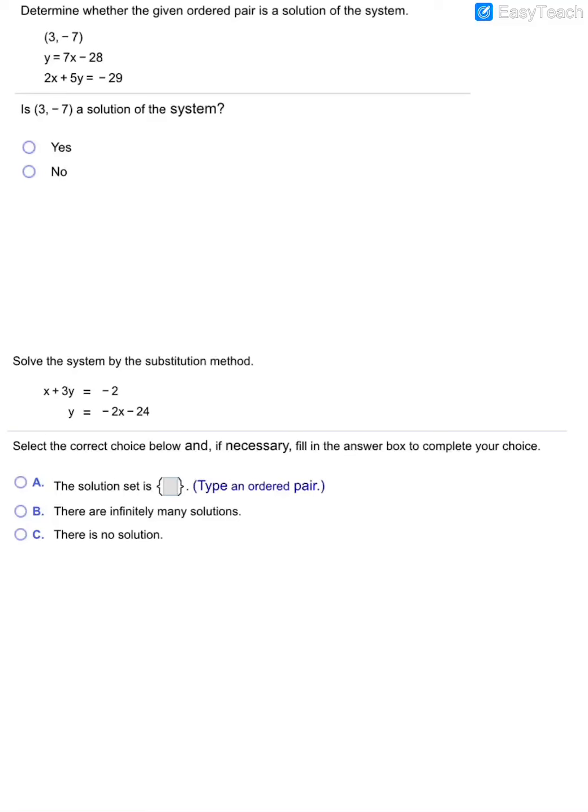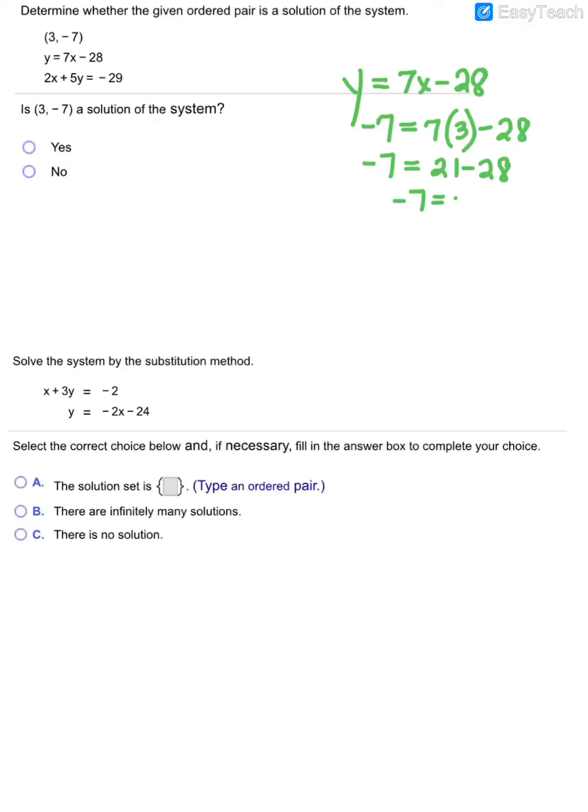So, if I take my first equation, y equals 7x minus 28, and I plug in the values for x and y, I'm trying to find out if the y value of negative 7 is going to equal 7 times the x value of 3 minus 28. So negative 7, is that equal to 21 minus 28? And so in this case, negative 7 is equal to negative 7, so that is true.